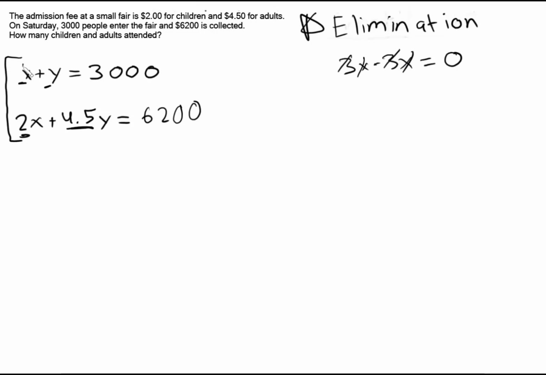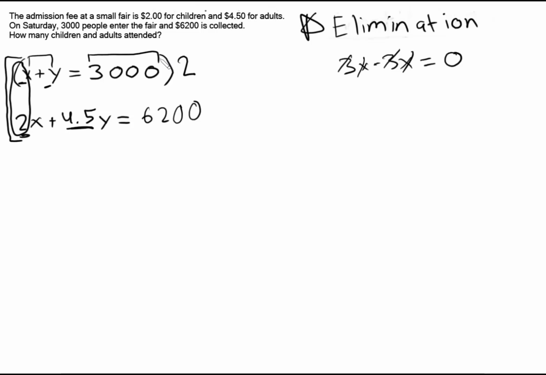We want the coefficients to be the same so that we can either add or subtract the equations and eliminate a variable. So we're going to eliminate the x just because it has 1 and 2, and those are easy whole numbers to work with. But to do that, we have to multiply everything up here by 2, which means both the left-hand side and the right-hand side have to be multiplied by 2.